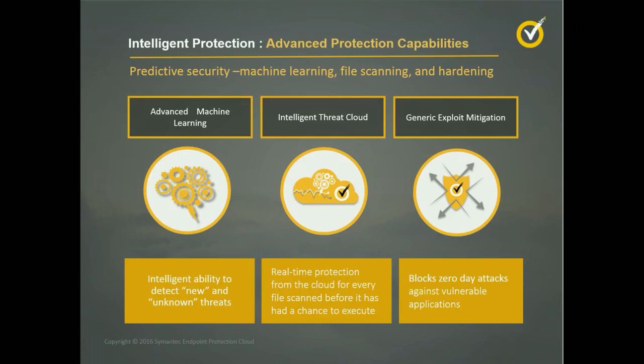The second advanced technology we've added is the Intelligent Threat Cloud service. This is a way we're augmenting our protection of traditional file scanning. We allow the Symantec Endpoint Protection Cloud clients to directly query our massive database of intelligence information in real time so that when they're scanning, you don't have to wait to get the latest virus definitions downloaded locally to the client.